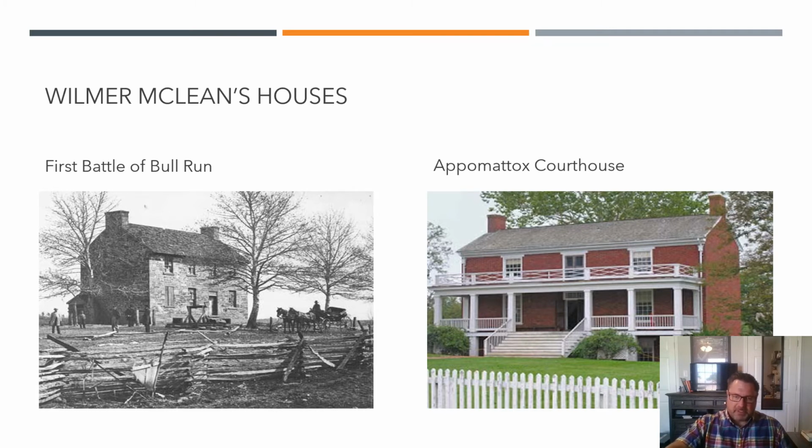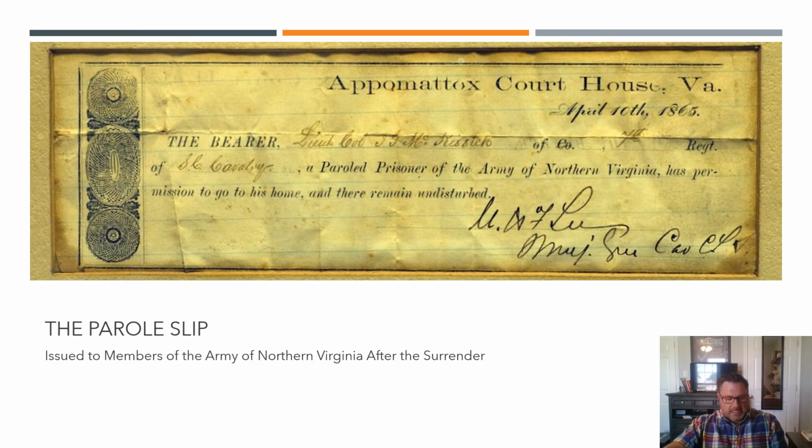But they will meet at the McLean House to basically deal with the surrender terms and deal with the Army of Northern Virginia. And just how do they do that? Well, let's take a look.